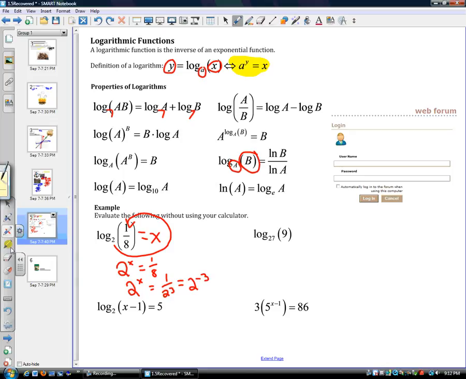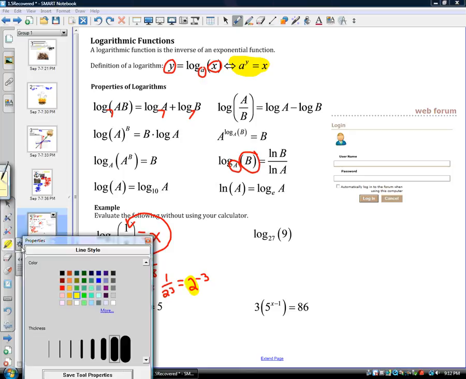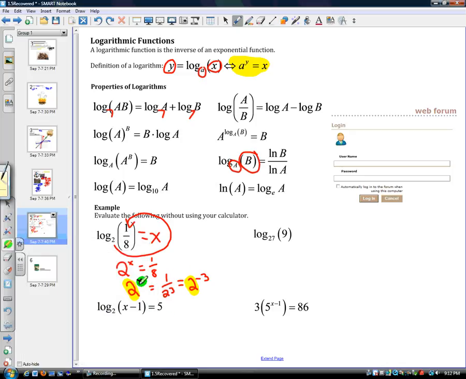So therefore, now that my bases are both 2 and 2, then it must mean that my exponents are the same. So therefore x equals negative 3, and that is my answer. X equals negative 3. So log base 2 of 1/8 is negative 3.